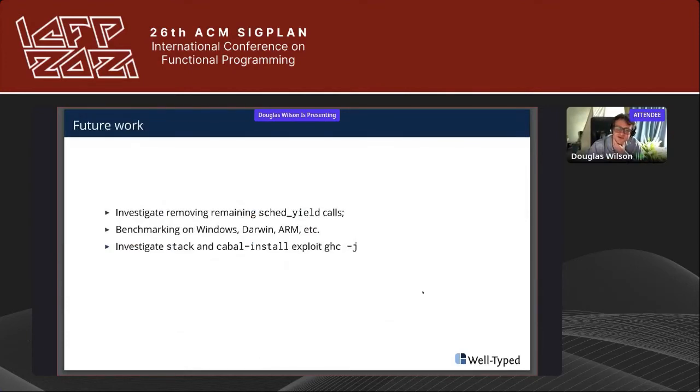Next thing, what's next? There are some schedule calls remaining. It'd be nice to get rid of them completely. Benchmarking on other platforms is quite important. I'd appreciate some help with this one, if anyone's got a box lying around. And there's an opportunity here to make Cabal and Stack install large sets of dependencies faster by allowing the individual packages to compile with multiple capabilities and some kind of cooperative sharing between them. Potentially something like a GNU job server. I have a draft patch that does that, but it doesn't look that great yet.